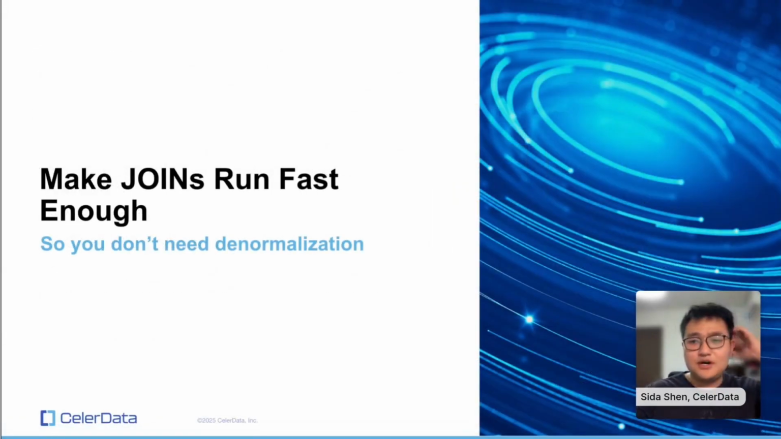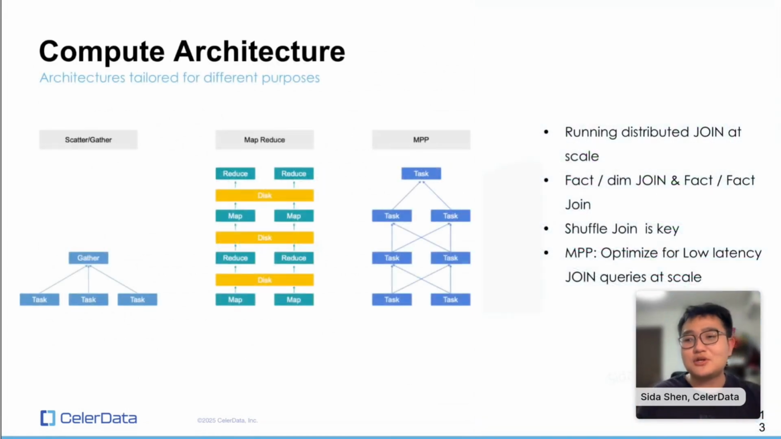So first, how to make joins run fast enough so you don't need to denormalize. We just talked about how denormalization is very, very expensive, right? So first, we want to talk about the distributed compute architecture, right? These three are pretty abstracted representations of a lot of the data warehouses or query engines we have today in the market, right? So first is scatter-gather, right? Basically, it's distributed, but it bottlenecks on the single node, right?